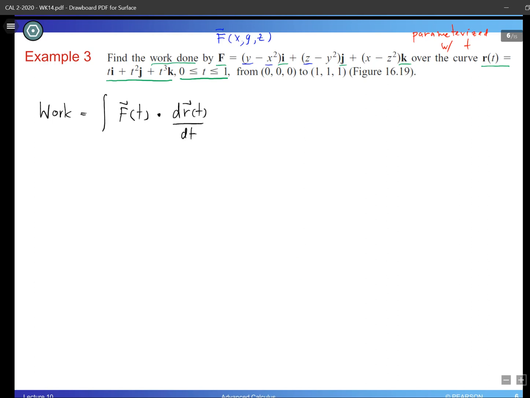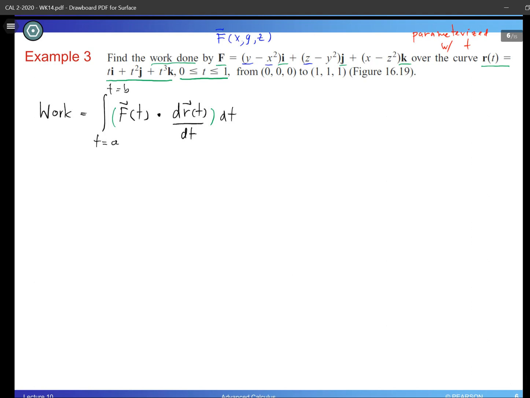Once you have this dot product, we are going to integrate this with respect to time. Time starts at some value, t equal to a. We already know what that is for this problem. It's going to start at 0 and end at b. For this problem, it's going to end at t equal to 1. So we need this formula.